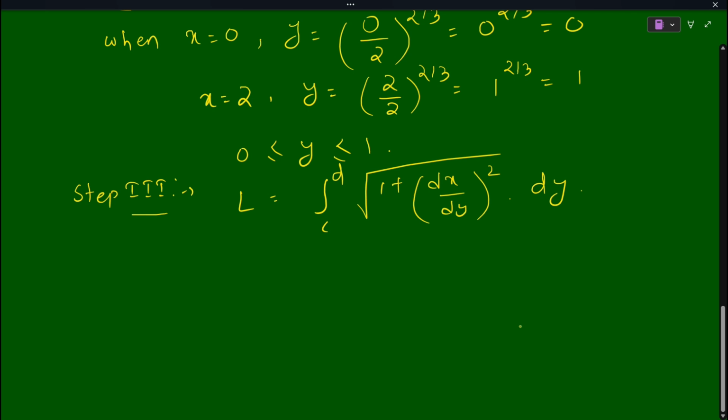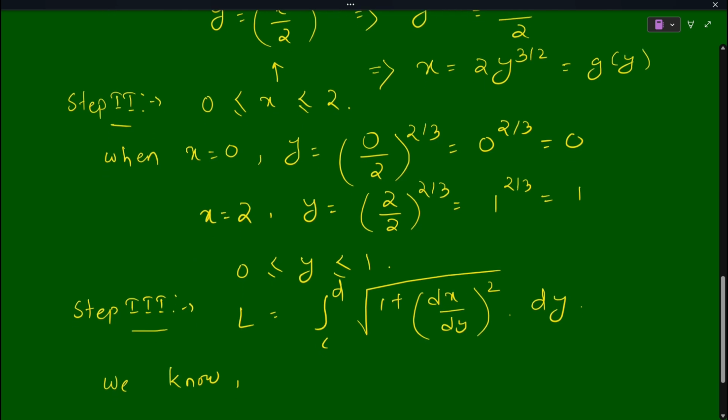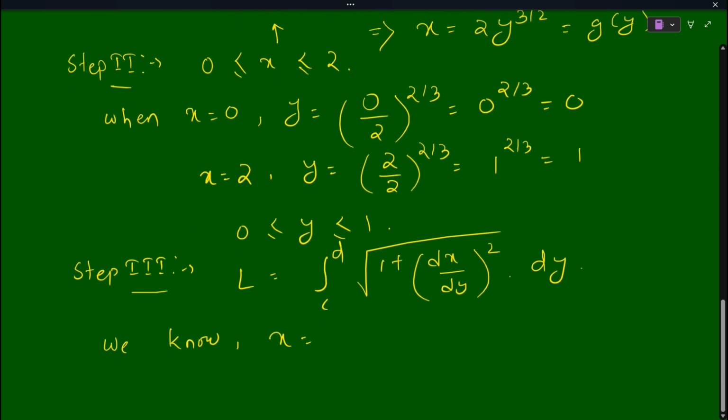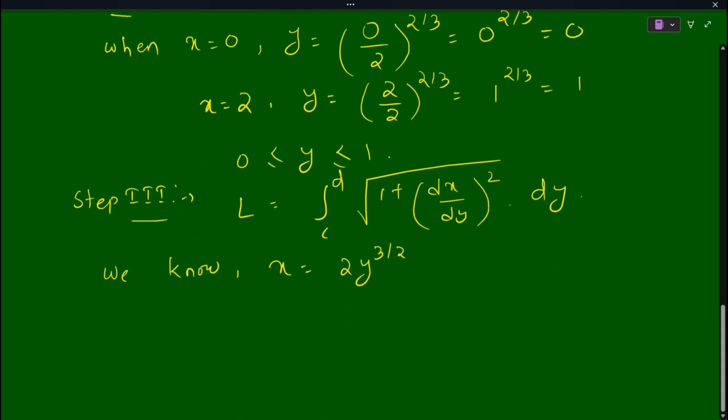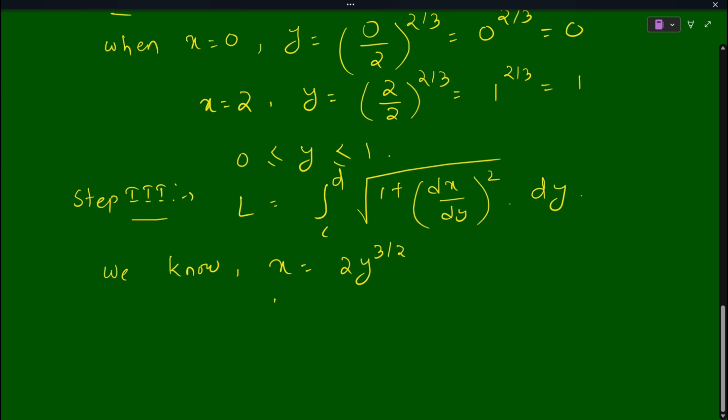So we know this x is 2y to the power 3/2, and we have got this from step 1. Okay, see, from step 1 we have got x equal to 2y to the power 3/2. Now find the derivative with respect to y. So see how to find out this derivative.